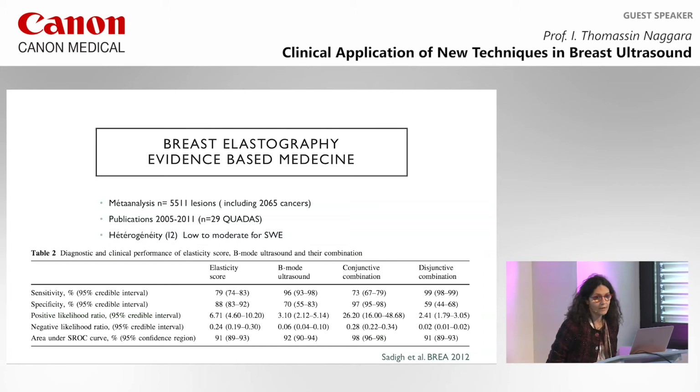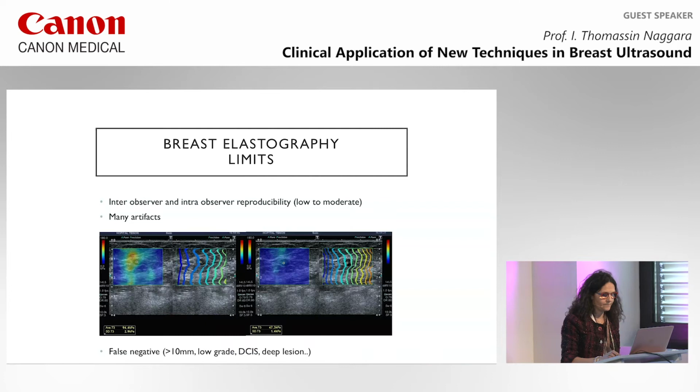mustn't be used alone. It must be used in combination with B-mode, because you can see that using only the elasticity score, you miss some cancers with a sensitivity of only 80%, but you have a good specificity. And in B-mode, it's exactly the opposite. So the best way, finally, to analyze your lesion is a conjunctive combination of elasticity score and B-mode to have the best positive likelihood ratio of malignancy, which is clearly better when you combine the B-mode with the elasticity score.